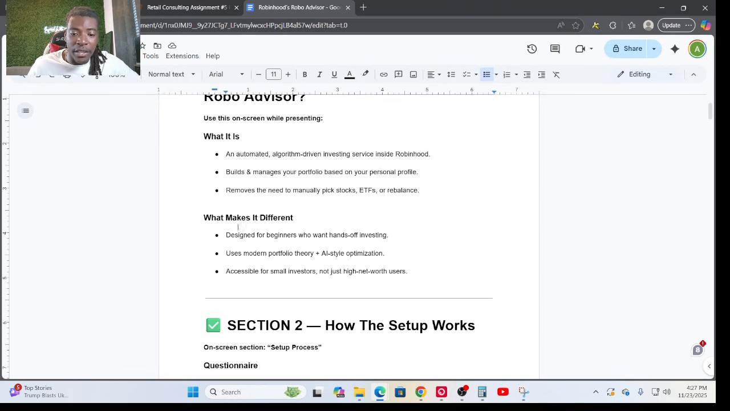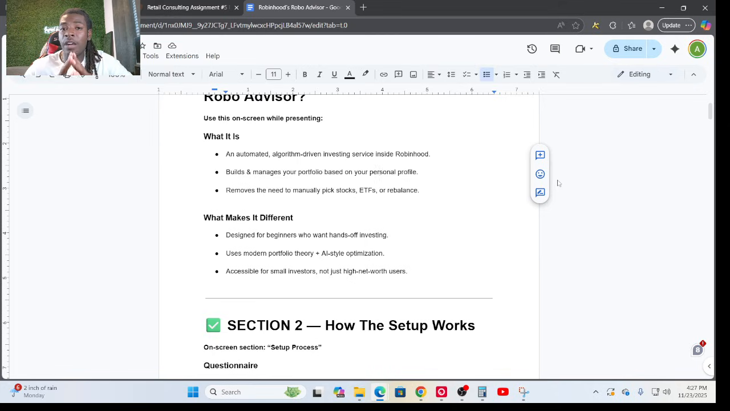What makes it different? Designed for beginners who want the hands-off investing approach. The reason why having a managed account is really good: two things. First off, you don't have to try to beat the market. You can simply invest into the index fund. Yeah, I know a lot of people are saying, why would I not just invest into VOO and just chill and let it do its own thing? You could definitely do that.